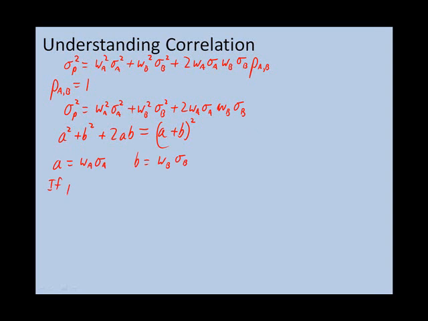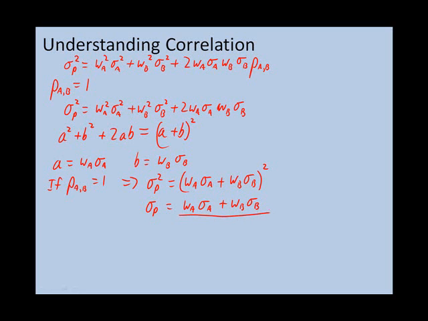So if the correlation between A and B is equal to 1, we find that the portfolio variance is equal to WA sigma A plus WB sigma B all squared, which means the portfolio standard deviation, which is the square root, is going to be equal to WA sigma A plus WB sigma B. In other words, if the correlation is 1 between the stocks in the portfolio, then the portfolio standard deviation, or risk, is just going to be a weighted average of the risks of each individual stock.